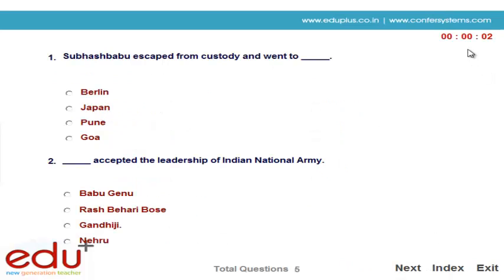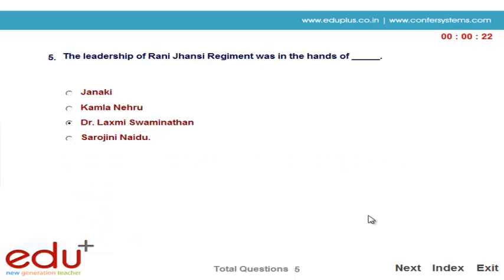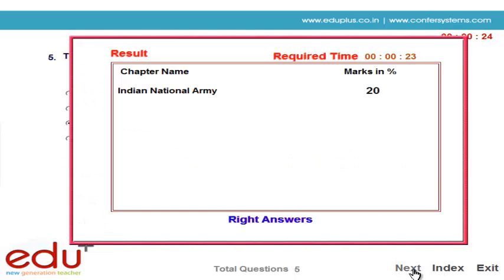Here, our state is start. In this state, questions are given and for each question 4 options are given. Here, any one correct option is selected and solve the test. After finishing the test, the result is shown. In this result, the required time is included.